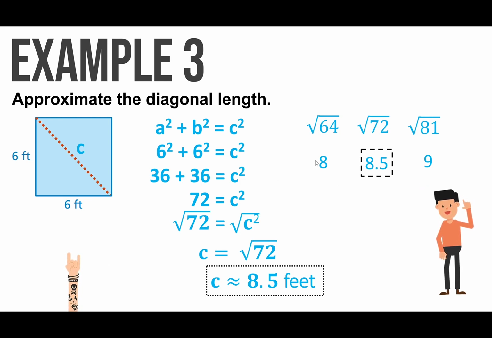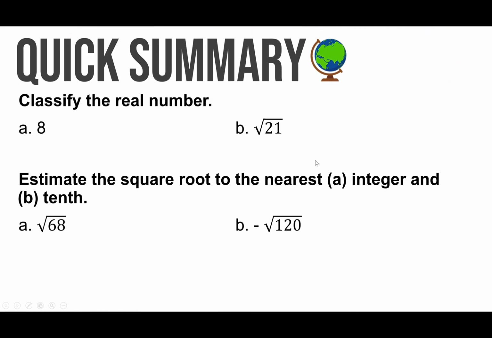Okay, here's the next one. Here's a quick summary. Let's classify the real numbers. Let's summarize everything that we learned. So I have the number 8. Classify this. Oh yeah, that's a natural number, it's a whole number, it's an integer, and it's a rational number.